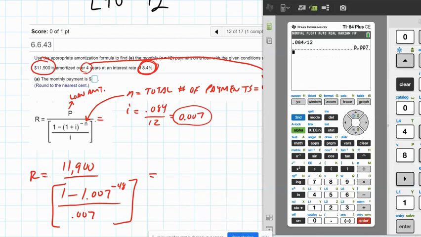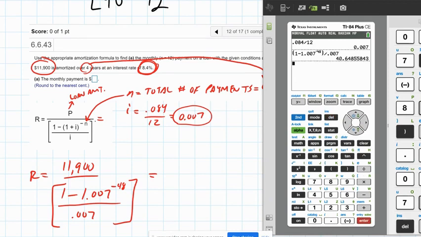So I'm going to use parentheses for the 1 minus 1.007 raised to the negative 48th power. That's going to be divided by 0.007. So that came out to 40.648.